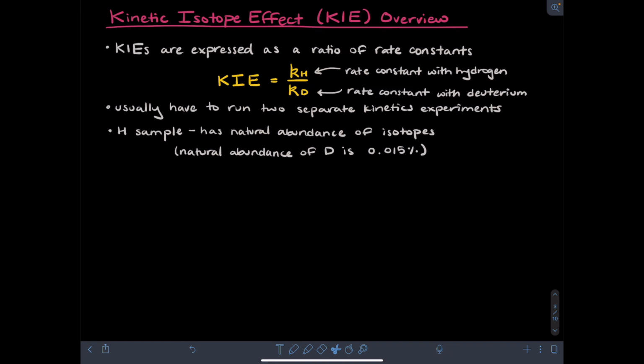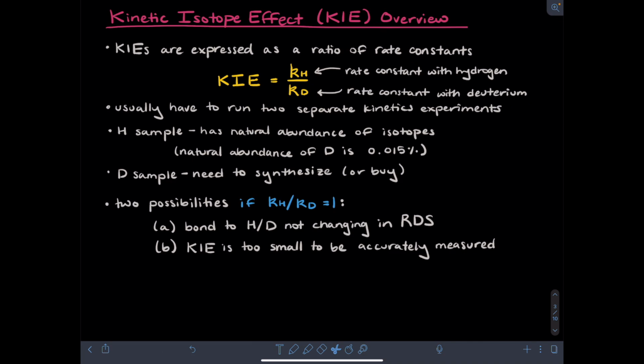For the hydrogen sample, you would use just a sample that has the natural abundance of your hydrogen versus deuterium isotopes. The natural abundance of deuterium is 0.015%. For the deuterium sample, to determine the rate constant with deuterium instead, a chemist would either need to synthesize this sample, deliberately putting in deuterium, or they would need to buy this sample, which could be quite expensive.